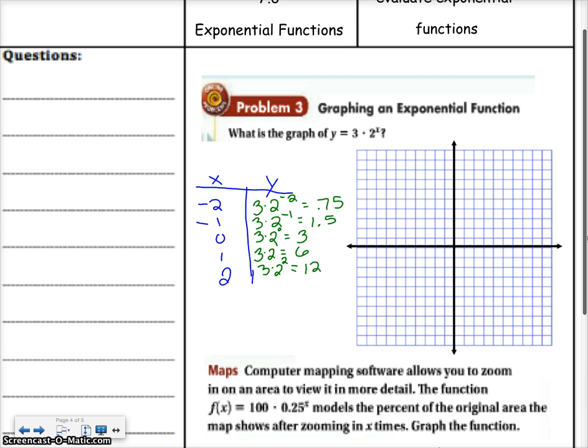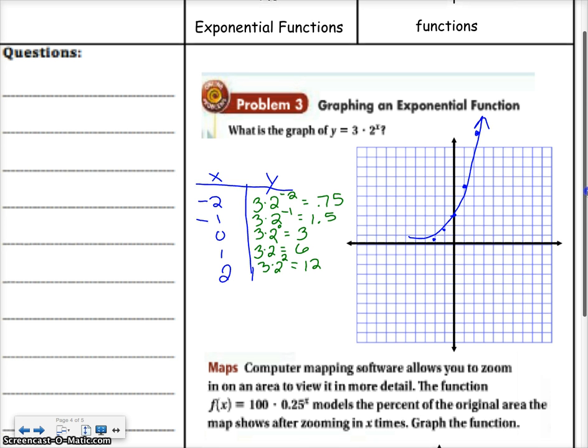And then you plot these and connect them. So -2 and 0.75 would be something like that. -1 and 1.5 would be about right there. 0, 3. 1, 6. Notice, see, it's growing really fast. It's getting so much faster. 2 and 12 is going to be up here. So your graph is going to look like this. Yeah, it's just going so fast. Like a race car. Vroom.